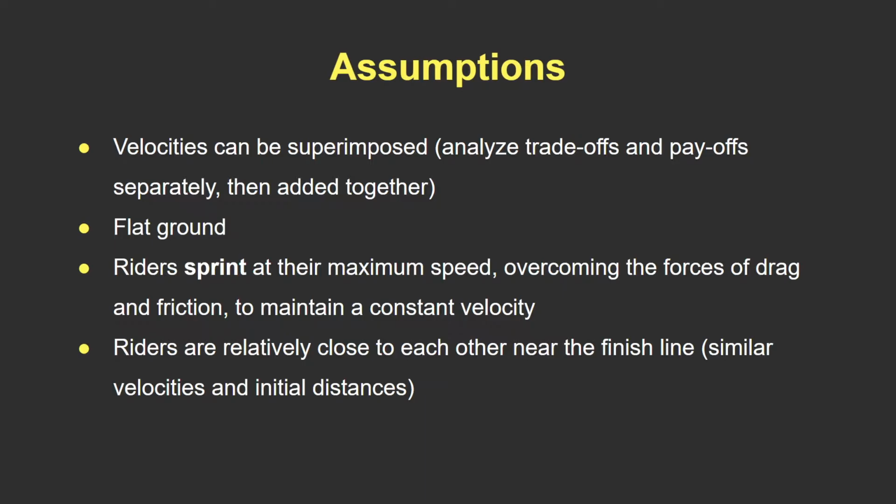The major assumptions for our system are that the velocities can be superimposed, that we can analyze the trade-offs and the payoffs separately and then add them together to find the motion as a whole, that the ground will be flat, and that when we talk about riders sprinting, this is their maximum speed, a constant velocity, and that they're relatively close to each other at the finish line, so the bike throw will actually matter.